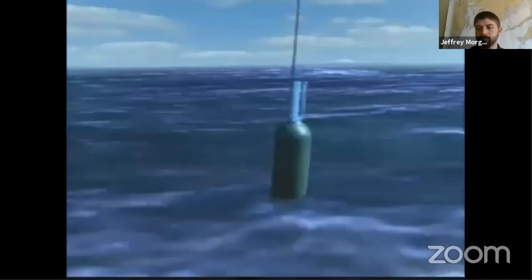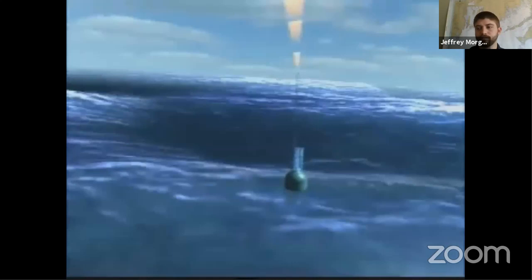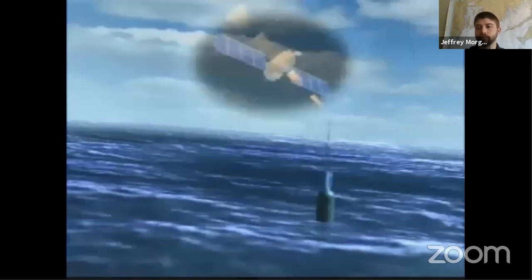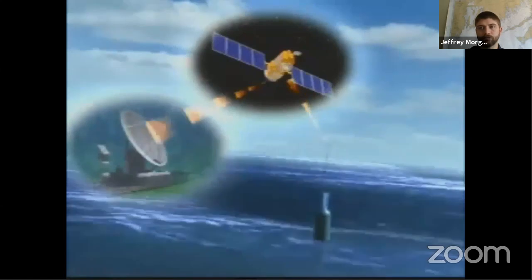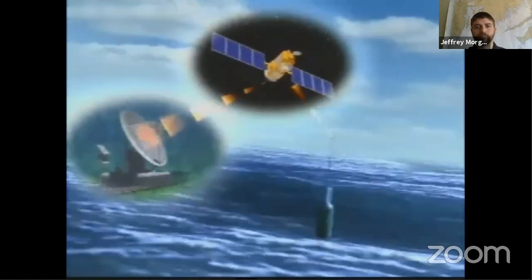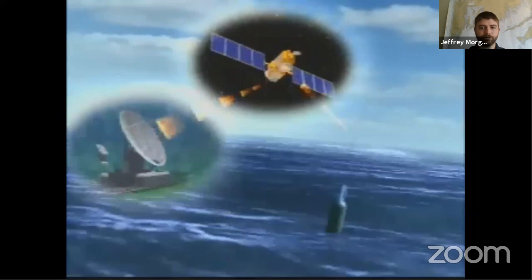At the surface, the float makes radio contact. Its new location reveals the features of underwater currents, and the data supply real-time measurements of subsurface ocean conditions, details unavailable without Argo.